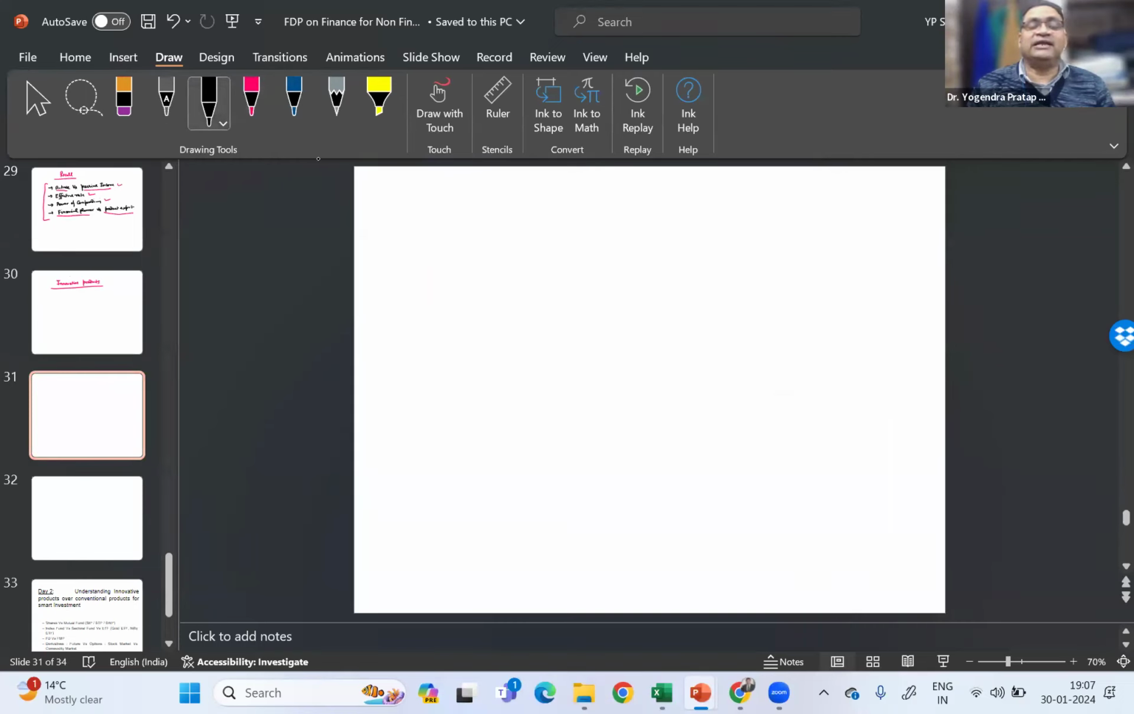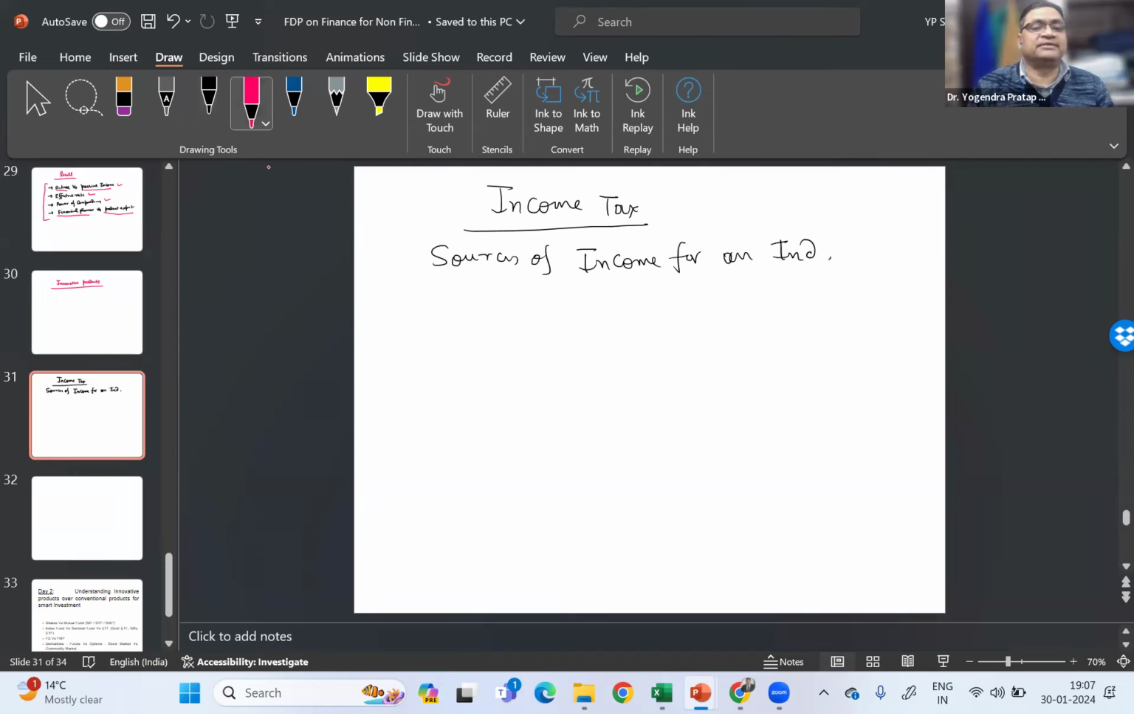We know the income tax department itself says, in income tax, we teach the paper income tax planning and tax procedure. And what are the sources of income for an individual? Sources of income for an individual. Just go through it.